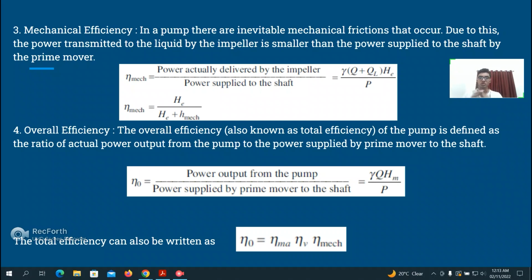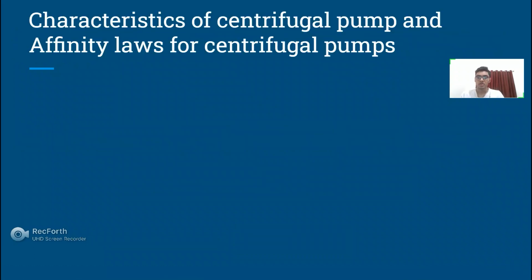So now the fourth one is the overall efficiency. The overall efficiency, also known as the total efficiency of the pump, is defined as the ratio of actual power output from the pump to the power supplied by the prime mover to the shaft. That is equal to gamma into Q into Hm divided by P. So the total efficiency can also be written as the multiplication of the mechanical efficiency, the manometric efficiency, and the volumetric efficiency.